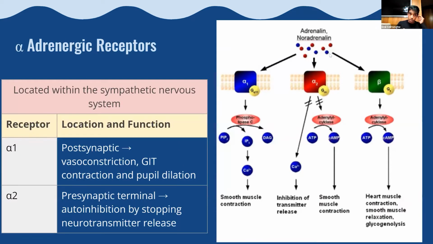Now moving on to the sympathetic nervous system, you have the alpha receptors and the beta receptors. So the alpha receptors, the thing you should know is that they are located within the sympathetic nervous system. The A1 receptors are mainly found in vasoconstriction, GIT contraction, and pupil dilation. The A2 receptors are mainly found in presynaptic terminals.